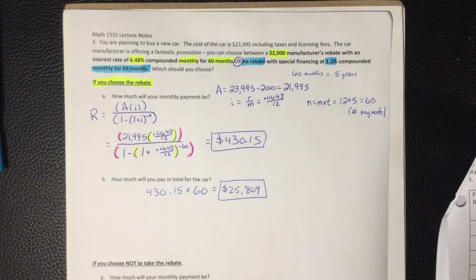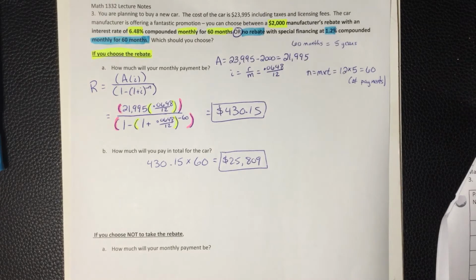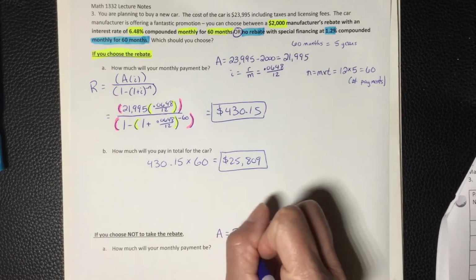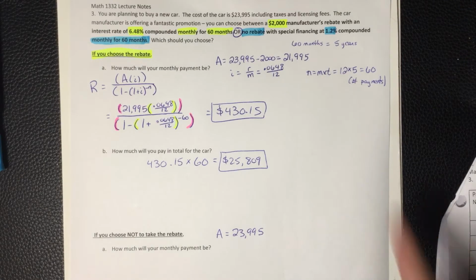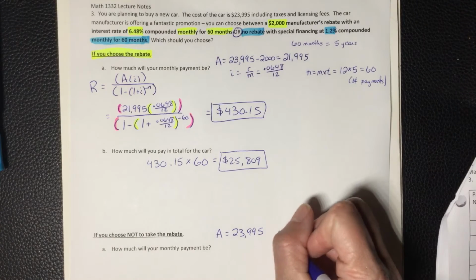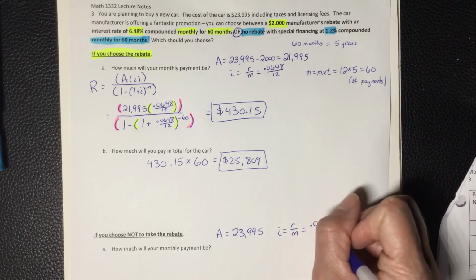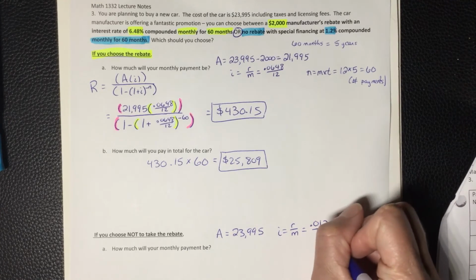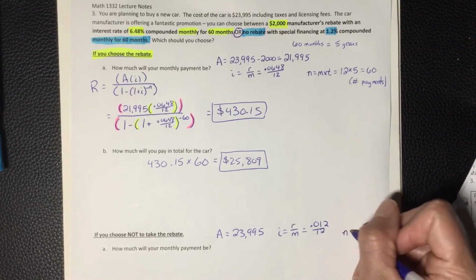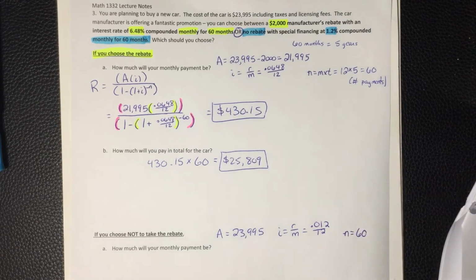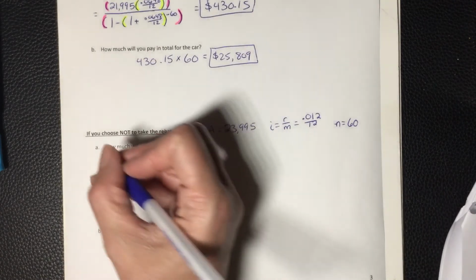All right, so suppose we take the second option. The second option is no rebate. So what that means is that we're going to borrow the entire price of the car. So we are borrowing more money, so our A is going to change. But we're getting a lower interest rate. So our I is going to be R divided by M. That's going to be 0.012 divided by 12. So a much lower interest rate. And then N is still going to be our number of payments, and that is still going to be 60. So that's not going to change. All right, so let's put this information in and see what we get.